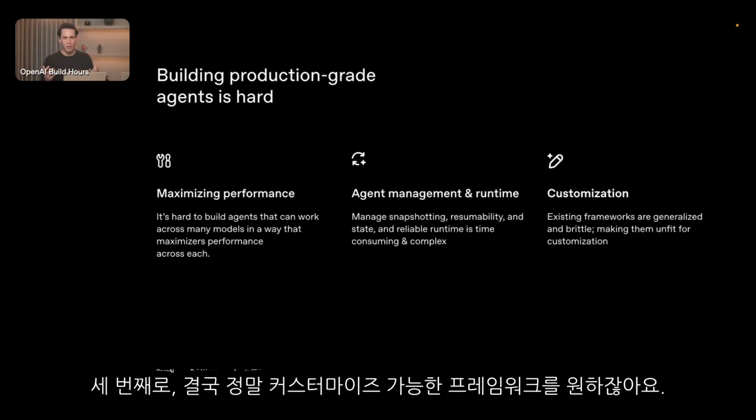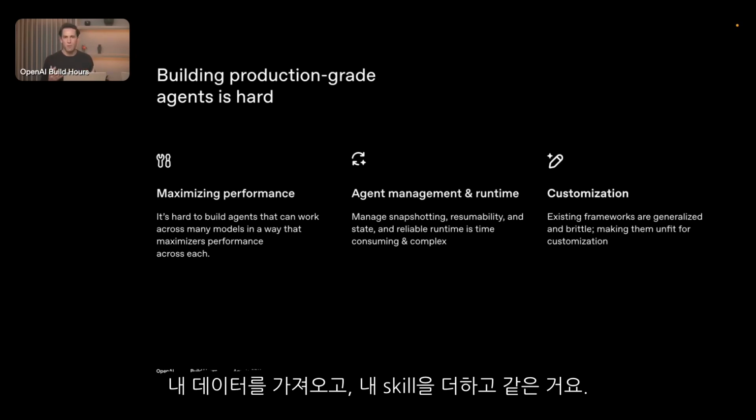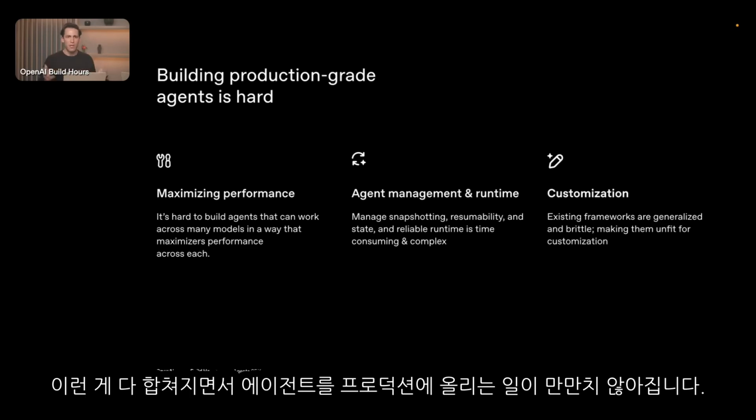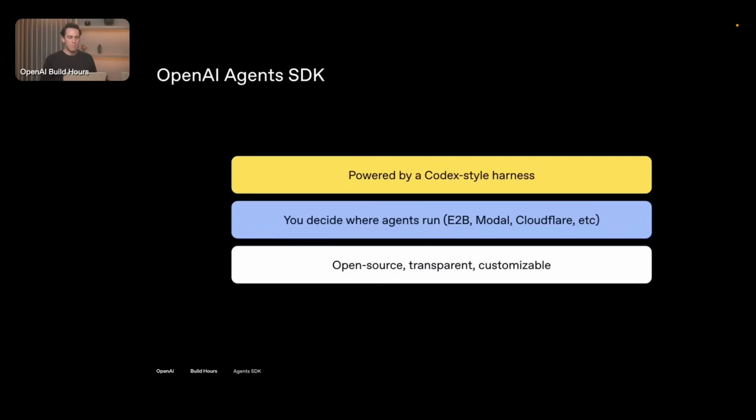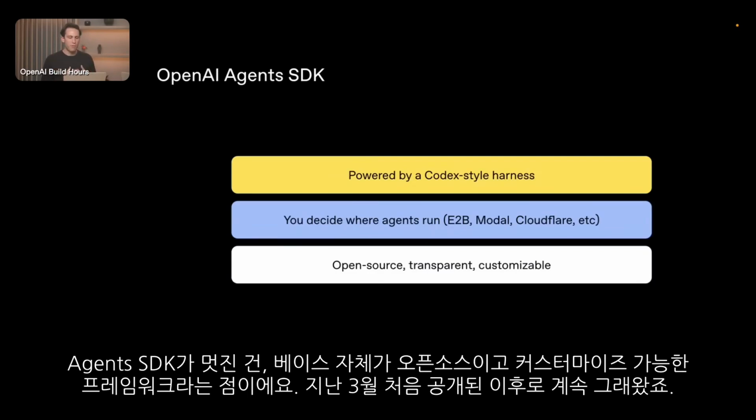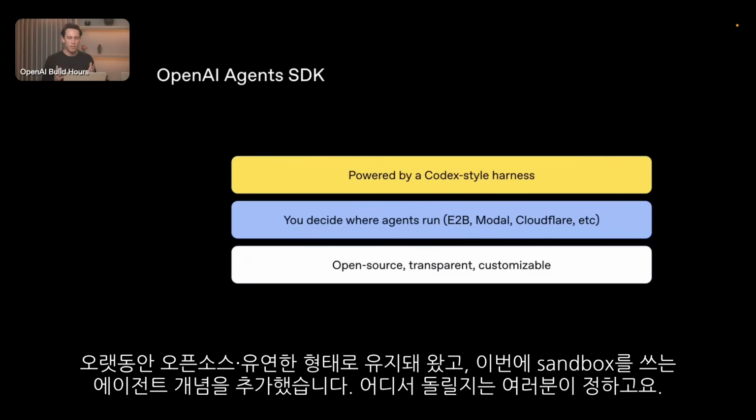And then the third thing is, at the end of the day, you want to be able to have this really customizable framework you can use to bring your own data in and maybe add your own skills and all of this stuff. And so this combination of things makes deploying agents in production a little bit challenging. The cool thing about the Agents SDK, we've made some updates to it, but the baseline is this open source customizable framework that maybe you've used since we released the Agents SDK last March. It's been around for a while, continues to be open source and super flexible.